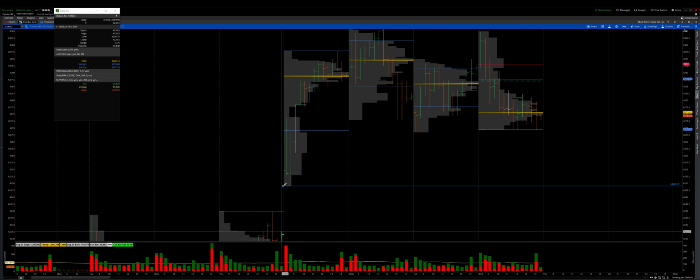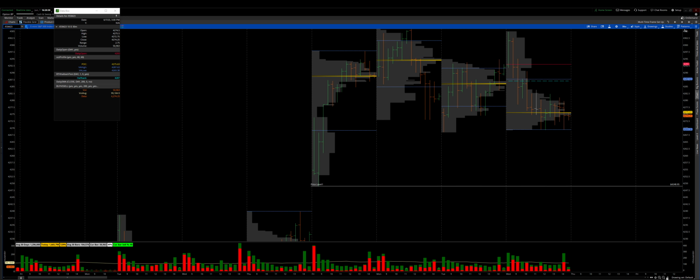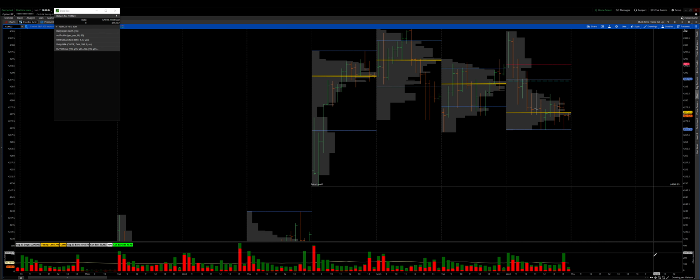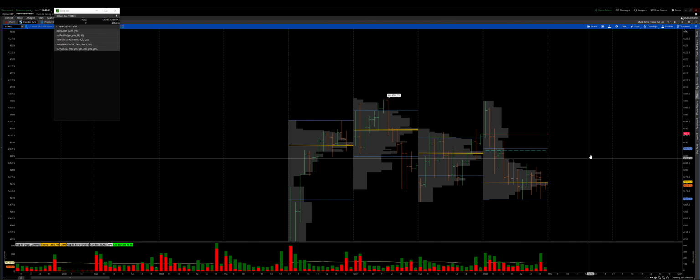So first thing I'm going to mark is Friday's low. Friday's low is going to be important. Since that is an area where the gap starts, I think Friday's low is going to be very important to us from the trading standpoint, and we're going to want to know where that is at.